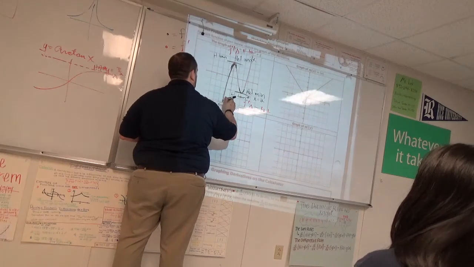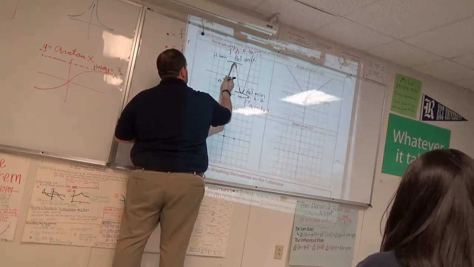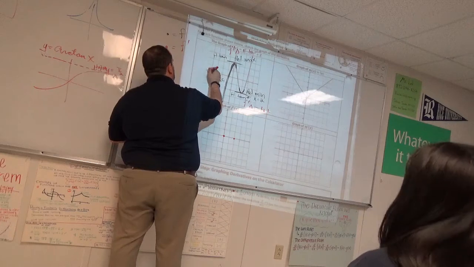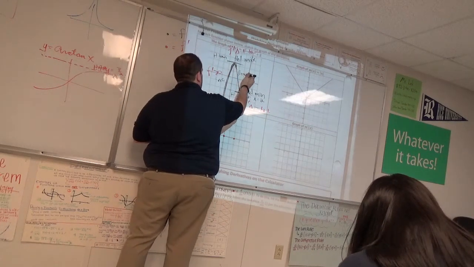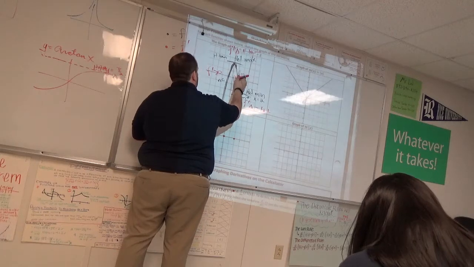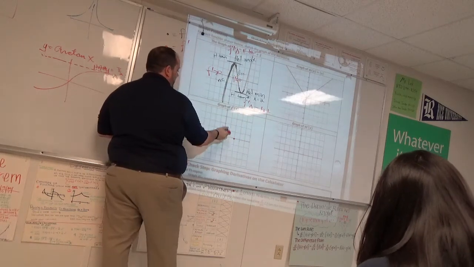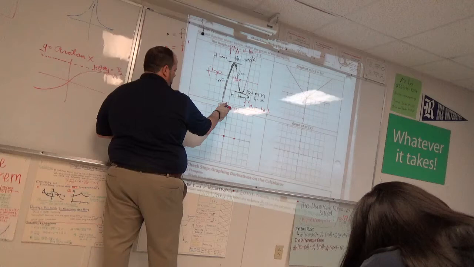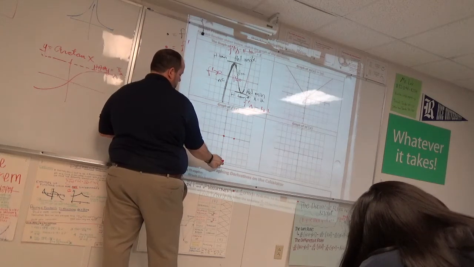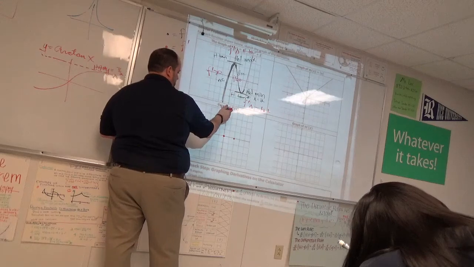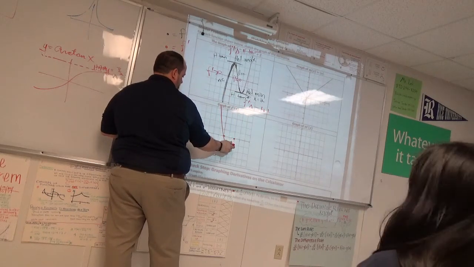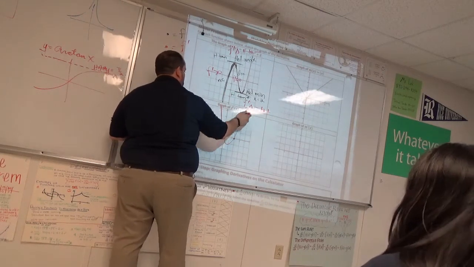What's f doing over here? Increasing, so the derivative is positive. I could say over here we're decreasing, so the derivative is negative, right? So I need my graph to be negative, right? Yeah. Increasing, so positive, passes through 0, looks like that.